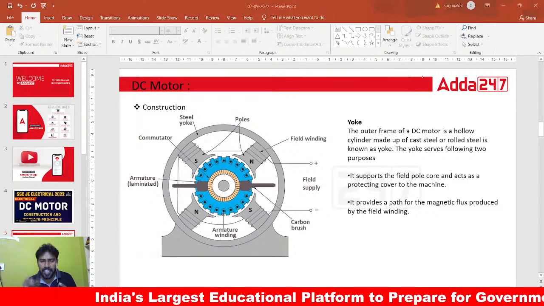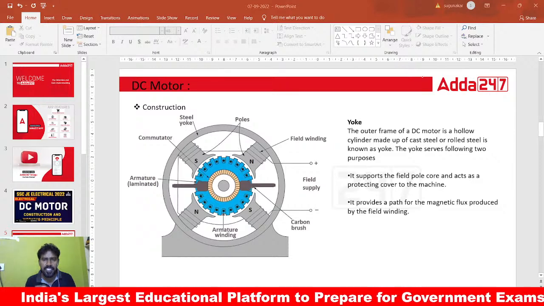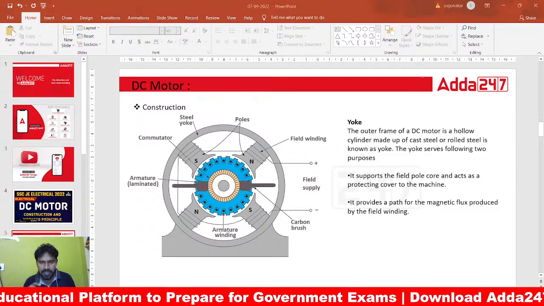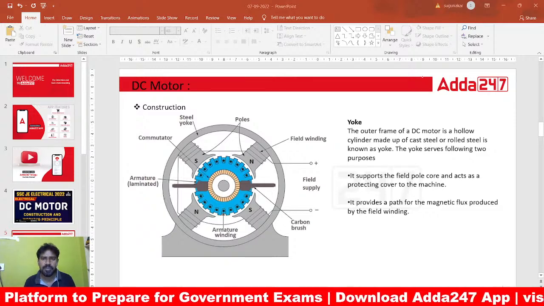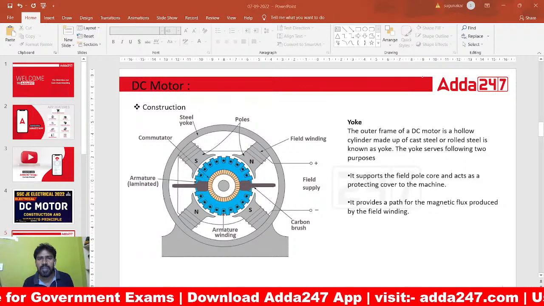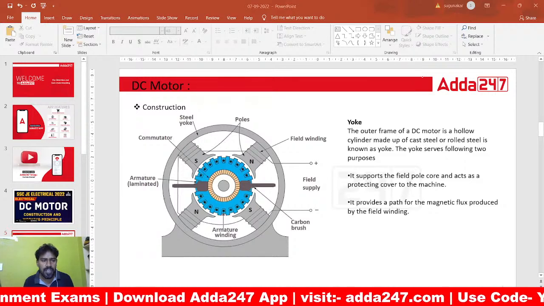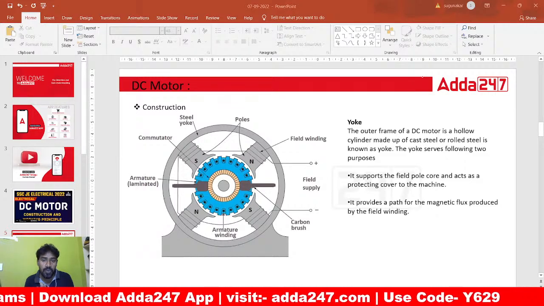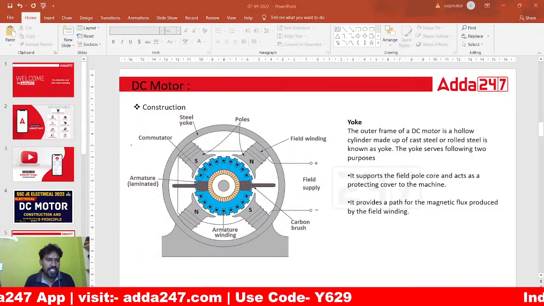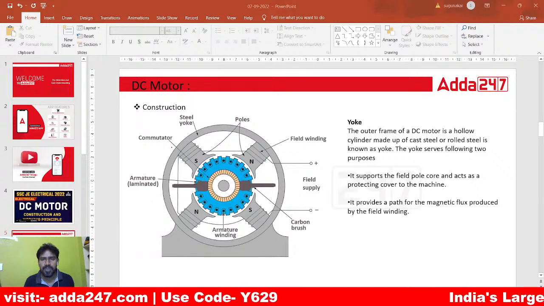So the entire role in the DC motor is played by the armature. The armature plays a very important role in the DC machine because it is a rotating part. This armature has the armature core also. Okay, so there is the armature winding, and the armature core.